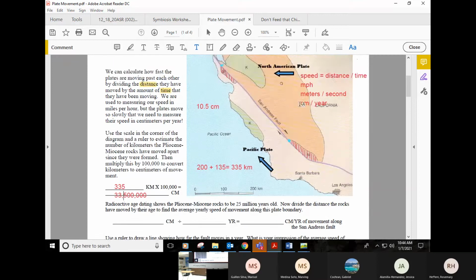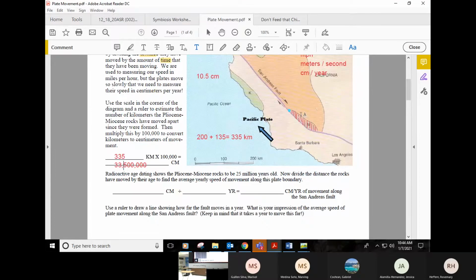Distance divided by time, right? The distance they've moved in centimeters divided by their age in years. That's going to give us centimeters per year of movement. So I just take this number that I already wrote once, I just carry it down here, 33,500,000 centimeters. I divide that by the age of the rocks. Now be careful here, because I just wrote 25 and the word million, but now we need the number million.